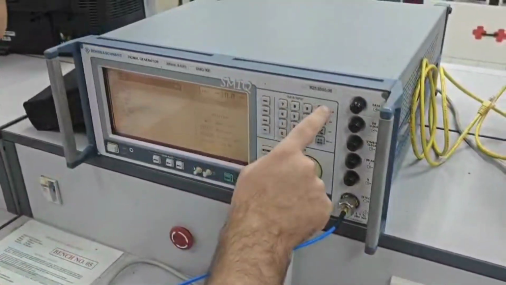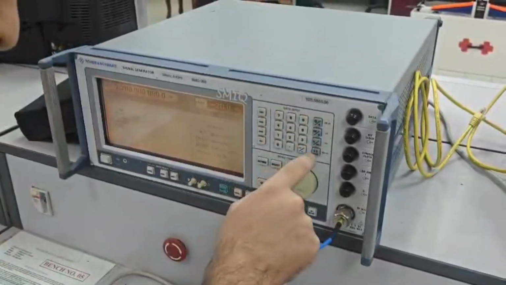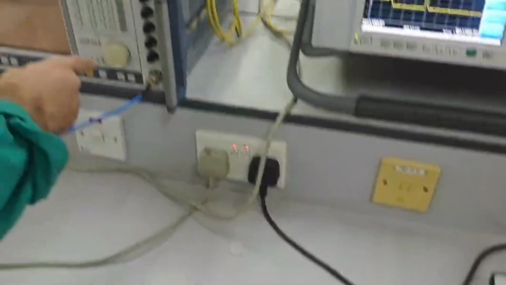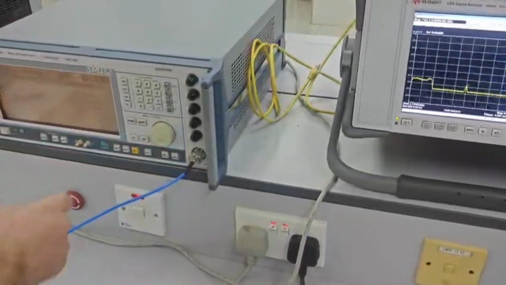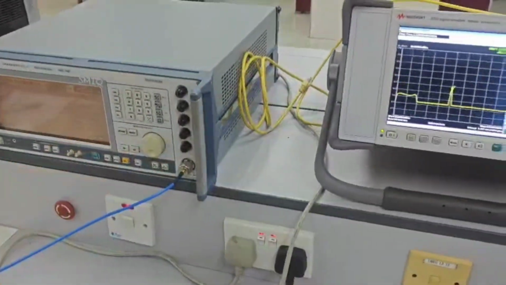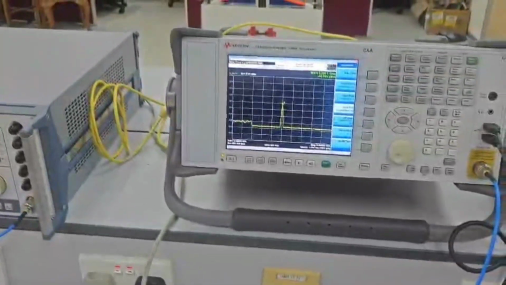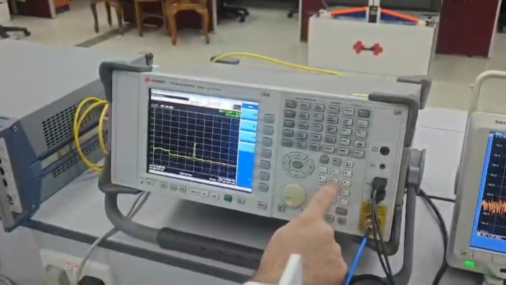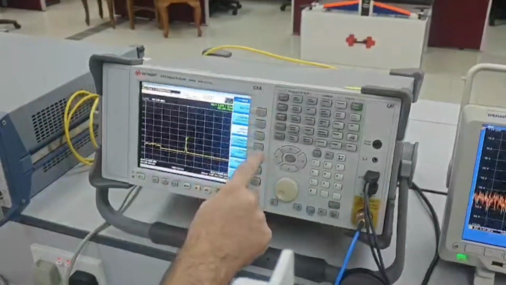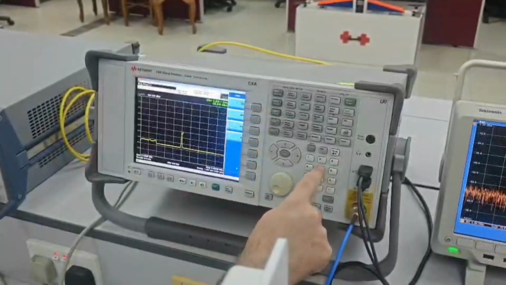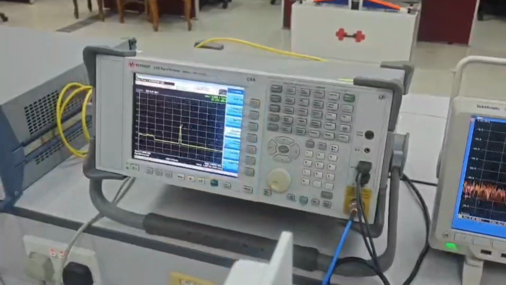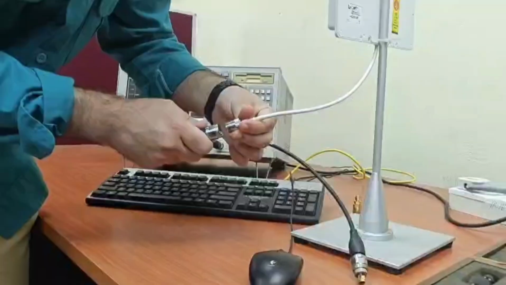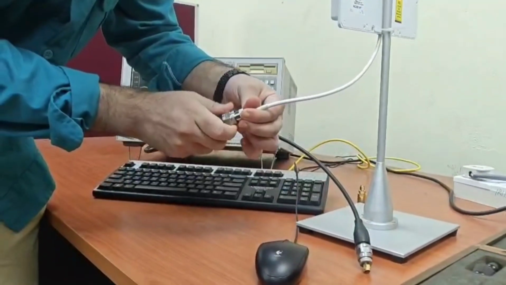Experiment 1: VNA S11. In the first experiment, we used a VNA to measure the S11 parameter of two antennas. S11 represents the reflection coefficient at the antenna input port. It tells us how much of the incident power is reflected back due to impedance mismatch. A lower S11 means better power transfer to the antenna.